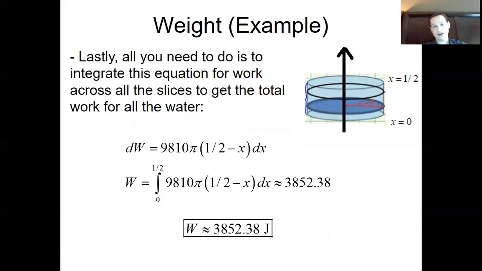All right, we're finally ready to do it. Here we go. So we know the dW equation, a little bit of work. All we got to do is slap an integral on it now. Where does x start and end? Well, the slices I'm taking up, I got to drain the whole pool. So everything from the bottom level, which is at x equals 0, every single slice here, I'm going to think about how would I move it up and move it up. I'm going to move them all the way up to the top, which was at a half, okay? So you slap an integral on this from 0 to a half, do the calculus, turns out to be 3,852.38 for the answer. Don't forget units in your final answer.